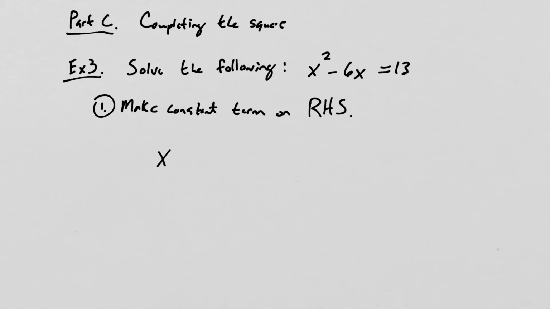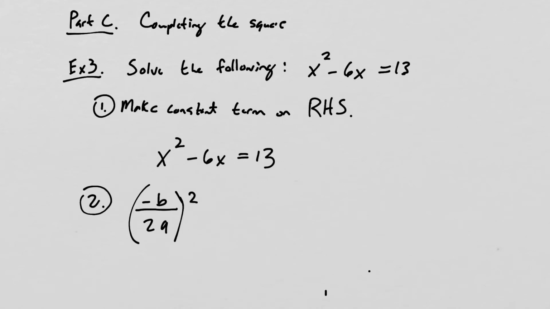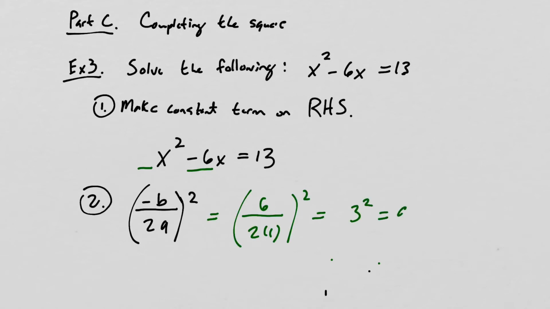And in this case, we already have that our constant term is in fact on the right-hand side, so there's nothing to do. The second step is that we want to take negative b divided by 2a and square it. In this case, our b is a negative 6, and our a is just 1, so this is going to be equal to 6 divided by 2 times 1, raised to the second power, which is the same thing as 3 raised to the second, which is 9.